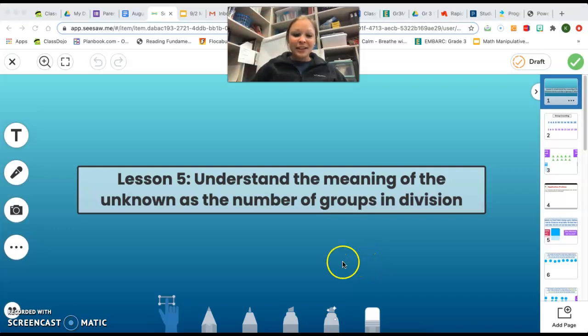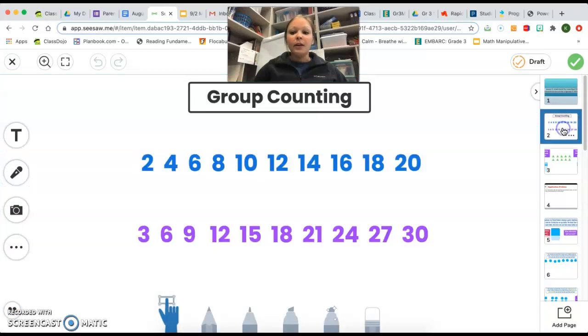Third graders, today we're going to start lesson 5 for math. The past 2 days we've learned about division, but we've been solving for the number of items in each group. Today we're going to understand the meaning of the missing number, or the unknown, as the number of groups. But before we get started with that, let's do some group counting.